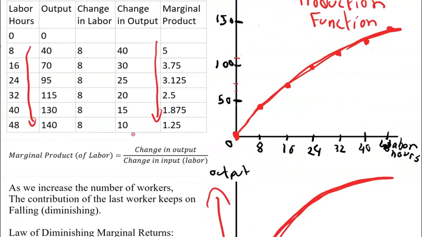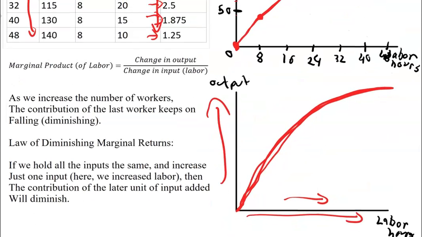So as I add workers, the marginal product of the first worker was 5 units per hour. The marginal product of the second worker falls to 3.75 units per hour. The third one falls to 3.125 units per hour. For the fourth one, it is 2.5 units per hour. For the fifth one, 1.875 units per hour, and the sixth one, 1.25. So this is telling us that just increasing one factor while holding all the other factors the same will lead to the marginal product diminishing over time.